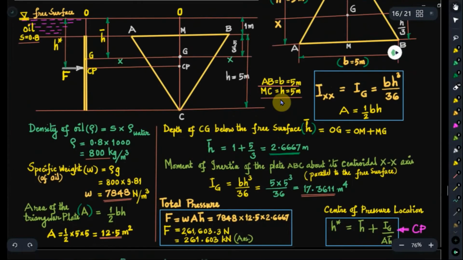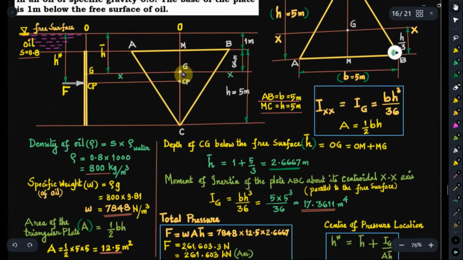Now the depth of the center of gravity below the free surface. I told you that already. G is at a distance of 1 plus 5 by 3 below the free surface. That is 0, 0 level. So this XX and the free surface level, they are separated by the distance h bar. So h bar is equal to 1 plus 5 by 3, that is 2.667 meters.